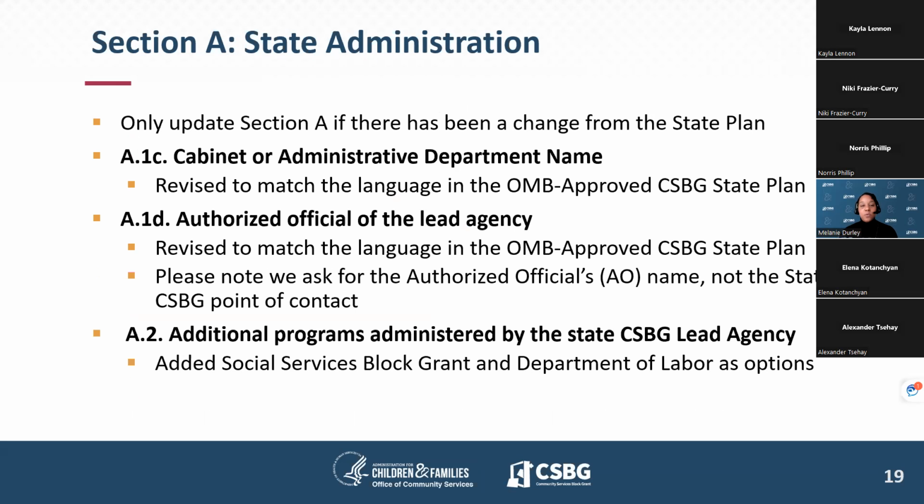So now let's look at each section one by one, starting with Section A, state administration. This section should only be updated if there has been a change in the state plan. There were some changes made to this section from last year. Specifically, A1C and A1D were revised to match the language in the CSBG state plan. A1 largely deals with the lead agency contact information, and in A1D, please be sure to include the authorizing official's name and contact info and not that of the CSBG state point of contact. A.2 is where you would select any additional programs that were administered by the lead agency during the reporting year. This year, Social Services Block Grant and the Department of Labor were added as options.